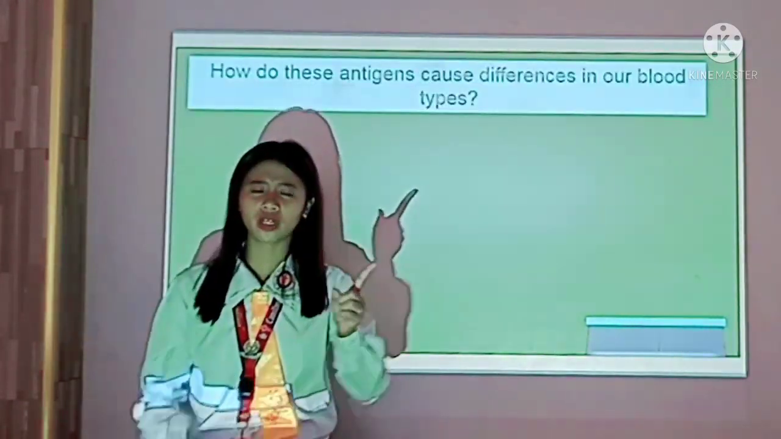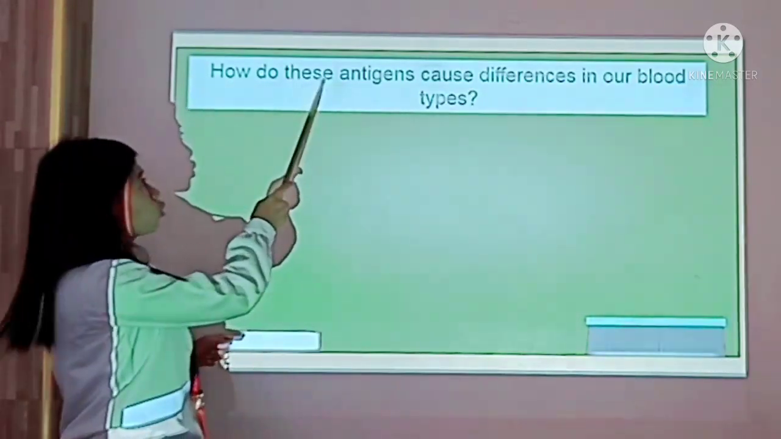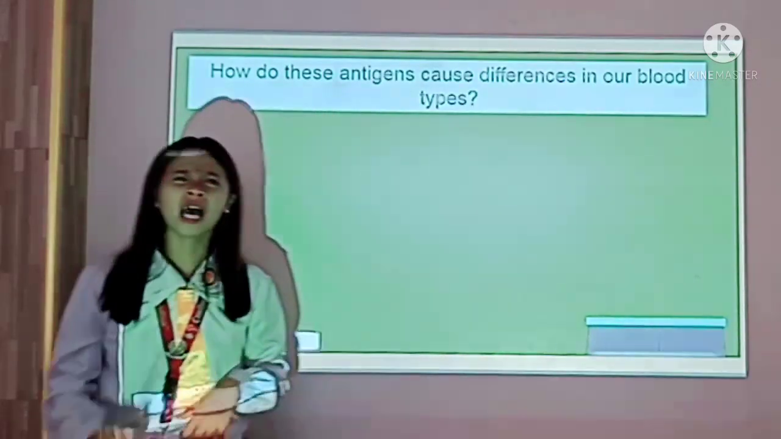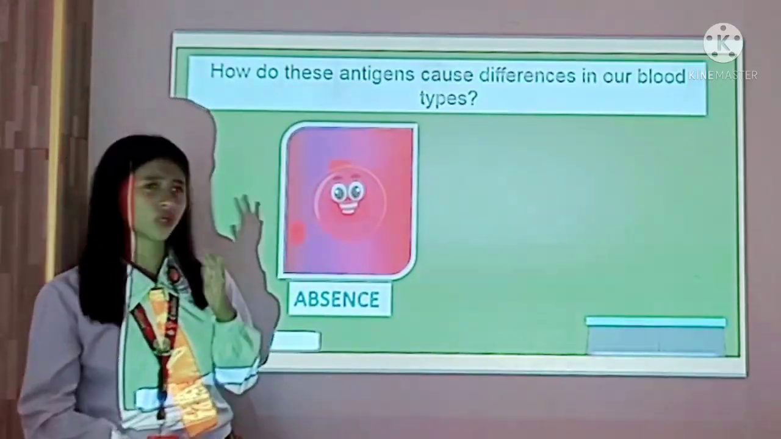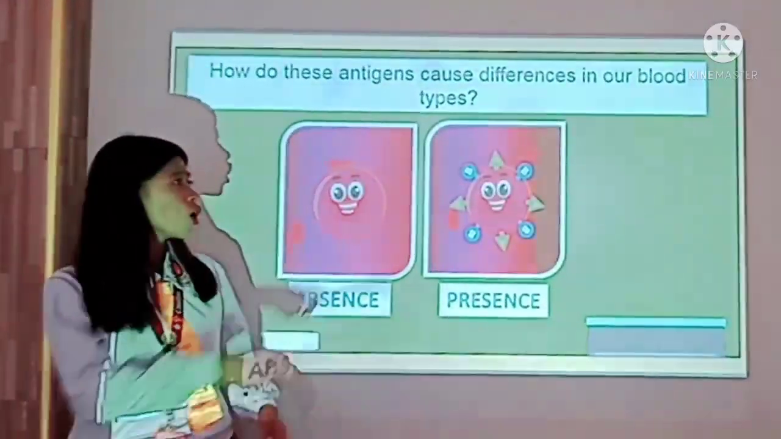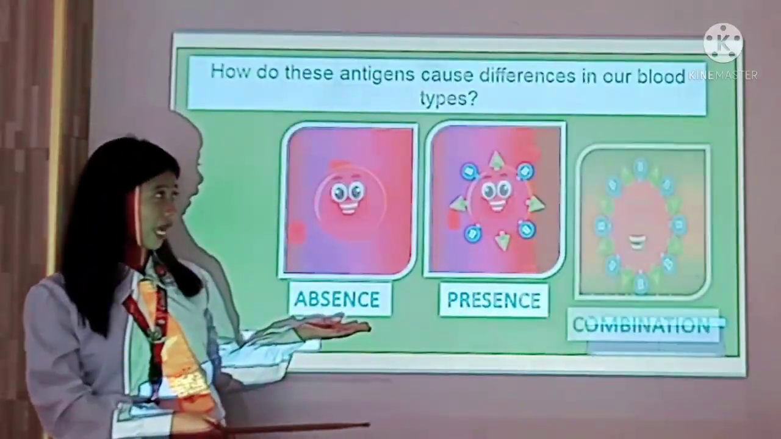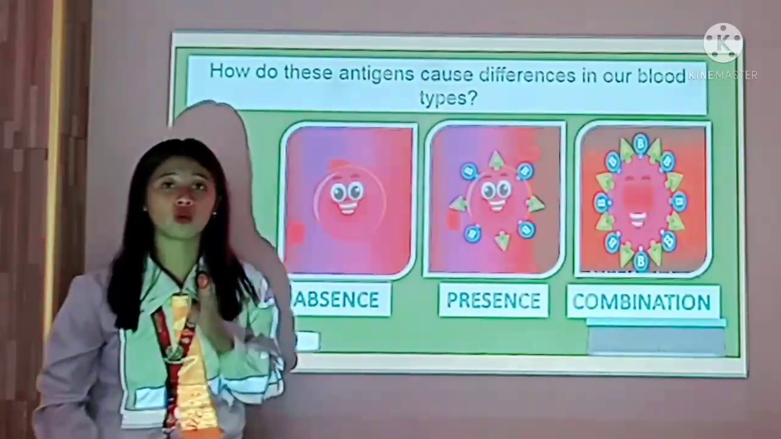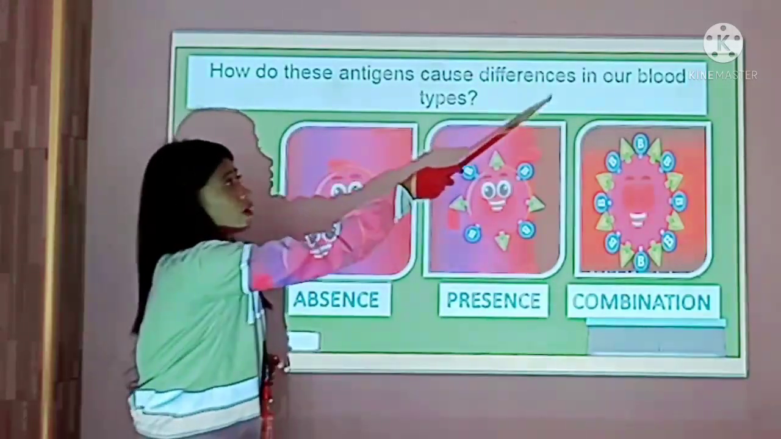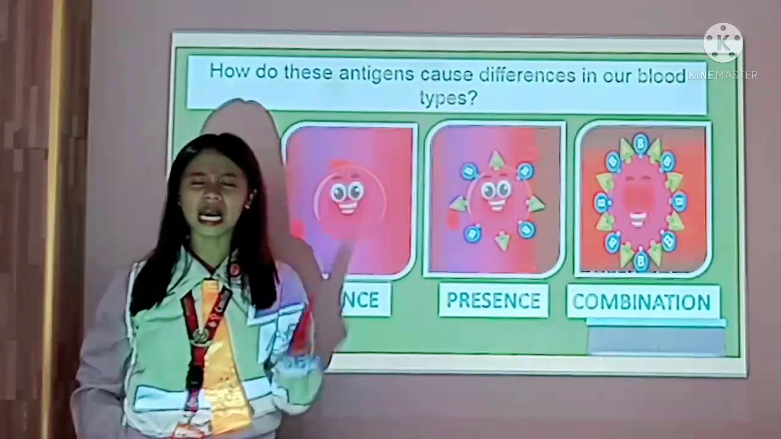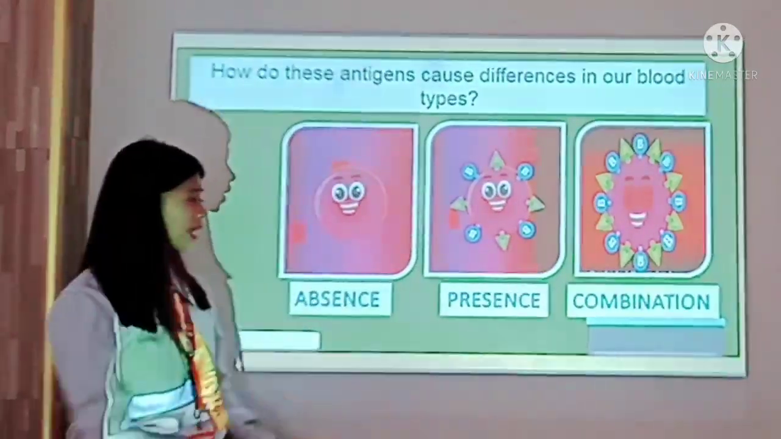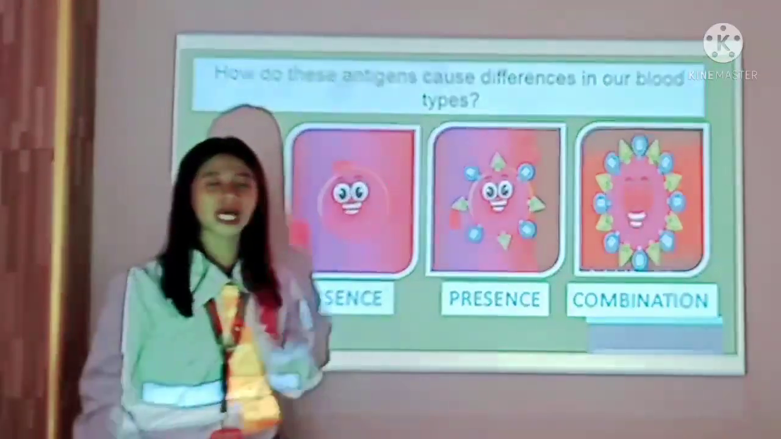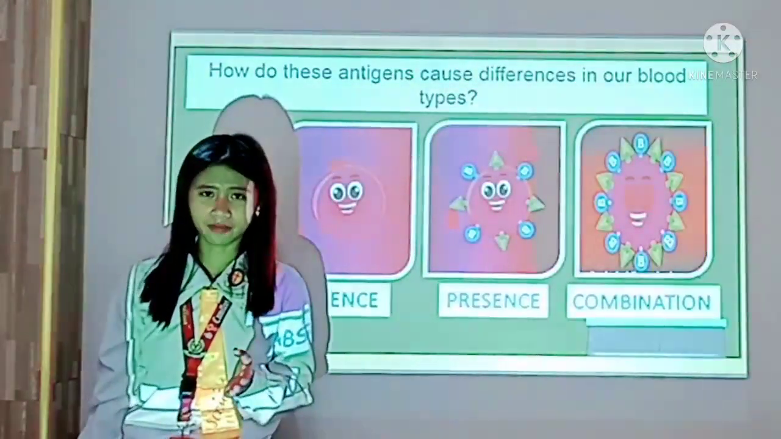Okay? One vital question in this lesson is, how do these antigens cause difference in our blood types? Ano nga ba nagkukos? Okay, what is the difference? Of course, first is the absence, presence, and combination of these antigens in our blood. Kasi nga, what is the difference? Sabi diyan, di ba? Ano nga ba yung pagkakaiba-iba ng blood types? Of course, it depends on the absence, presence, and combination of those antigens in our blood.